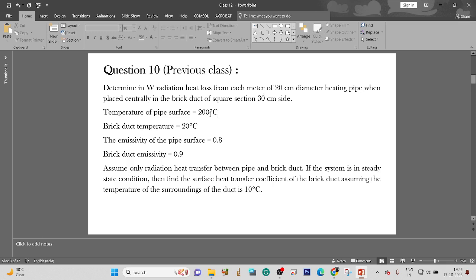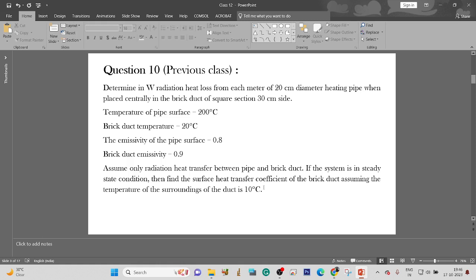Now the temperature of the pipe surface is 200 degrees Celsius and the brick duct is 20 degrees Celsius. The emissivity of the pipe surface is 0.8 and the brick duct emissivity is 0.9. Assume only radiation heat transfer between pipe and brick duct. If the system is in steady state condition, then find the surface heat transfer coefficient of the brick duct, assuming the temperature of the surrounding duct is 10 degrees Celsius. The brick duct emissivity is 0.9 and the pipe surface emissivity is 0.8.